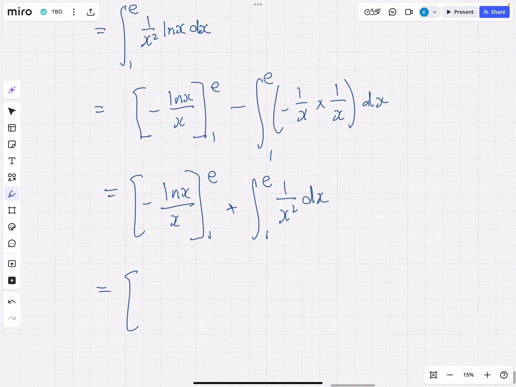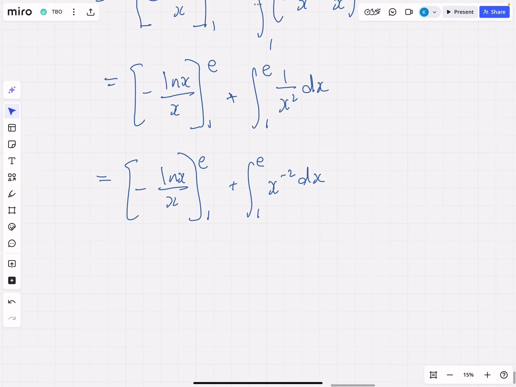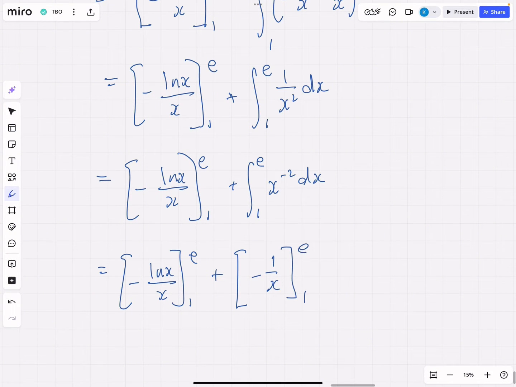And so this is going to give us ln x over x, 1 to e, plus the integral from 1 to e of x to the minus 2 dx. And so this becomes minus ln x over x, 1 to e, plus, integrating this, it's going to give minus 1 over x, 1 to e.